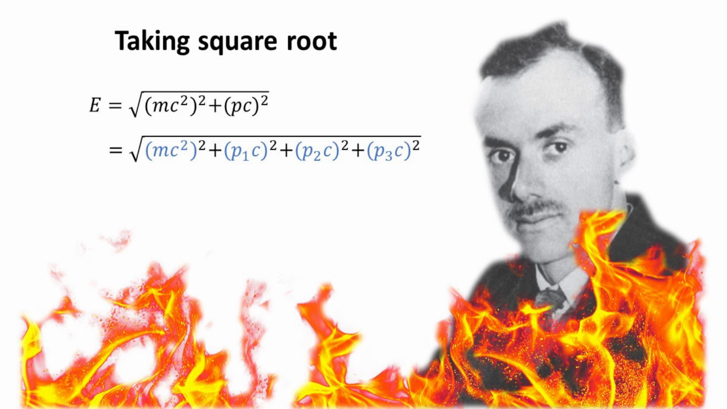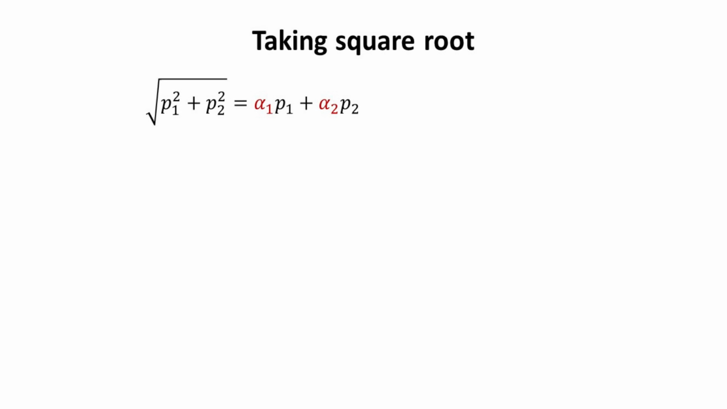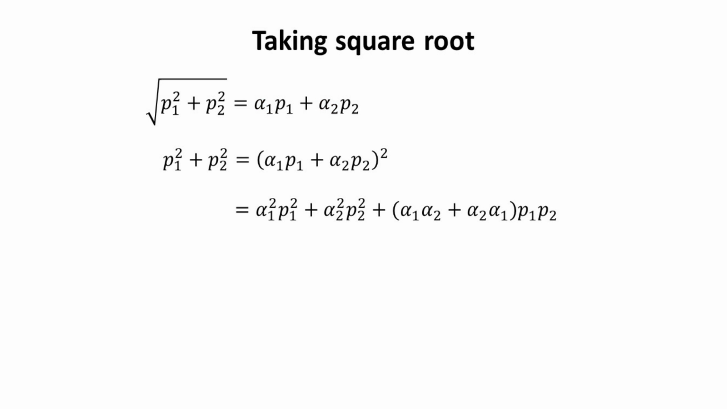We know from basic algebra that this is only possible if the terms within the square root is a perfect square. Here we write out explicitly the four terms, highlighted in blue. As a warm-up, let's just start with two square terms within the square root. For the terms within the square root to be a perfect square, there must exist some alphas where this equation is satisfied. First, let's take the square on both sides of the equation as shown.